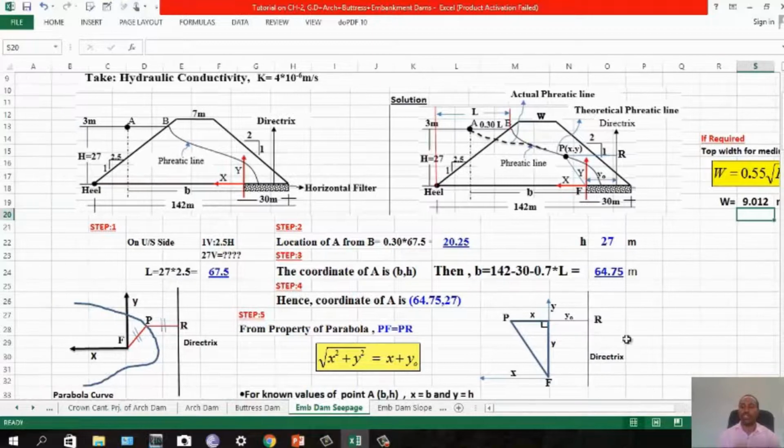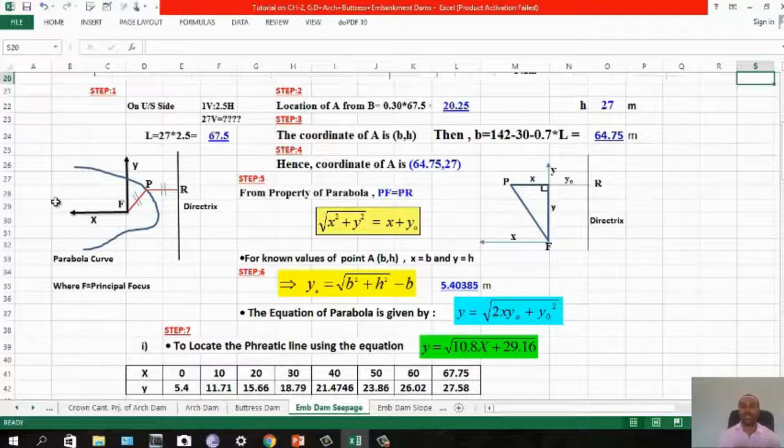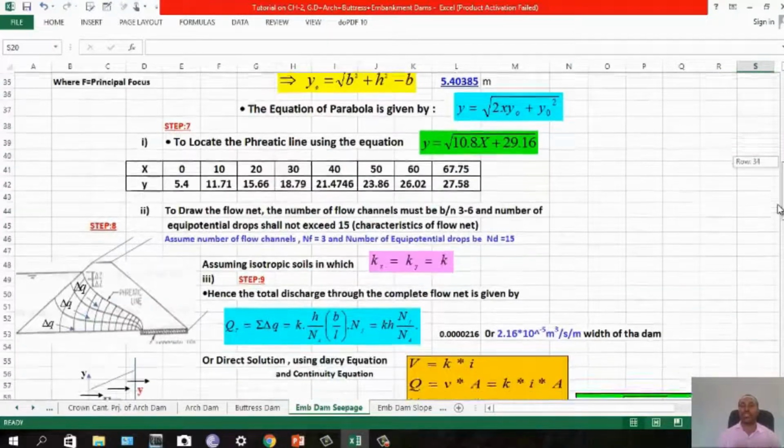Please see these formulas again, just the properties of a parabola. If you have xy coordinates and a parabola, then the origin, which is the principal focus, up to any point of the curve of the parabola is equal to the distance from that point up to the directrix. A directrix is a line which is parallel to the vertical axis. So this is the parabola curve, where f is the principal focus. With that approach, we have calculated y naught.